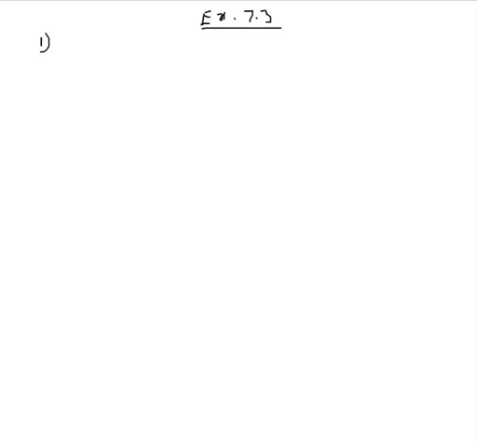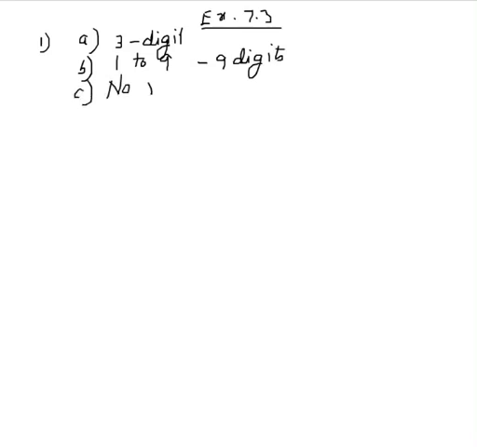First question. How many 3-digit numbers can be formed by using the digits 1 to 9 if no digit is repeated? Let us write down the conditions given. First one, it should be a 3-digit number. And the second condition, we have to make use of the digits 1 to 9. 1 to 9 we have 9 digits. And then the third condition, no repetition.